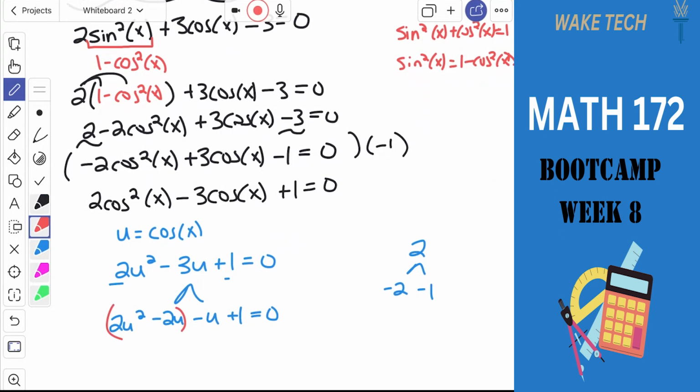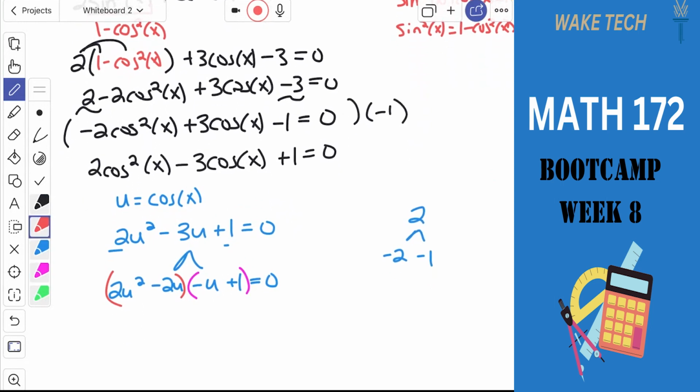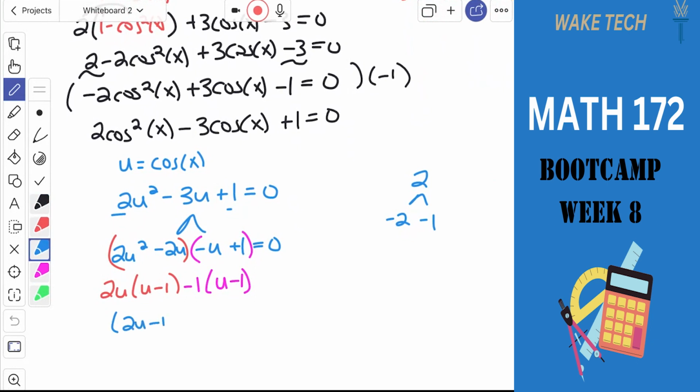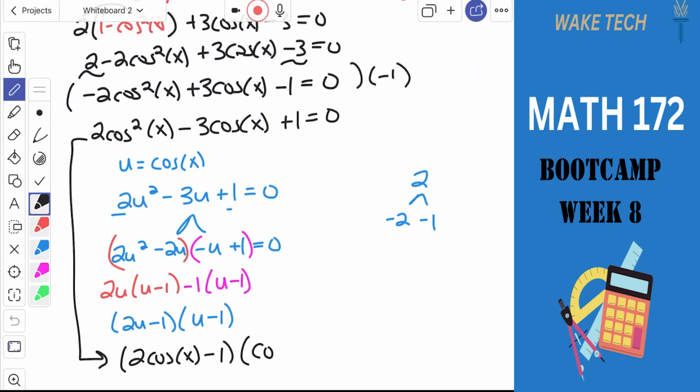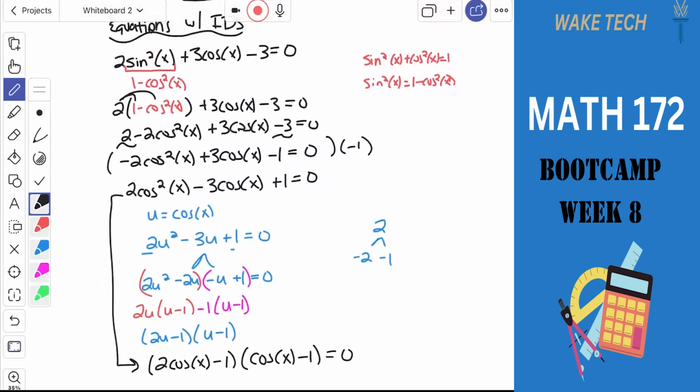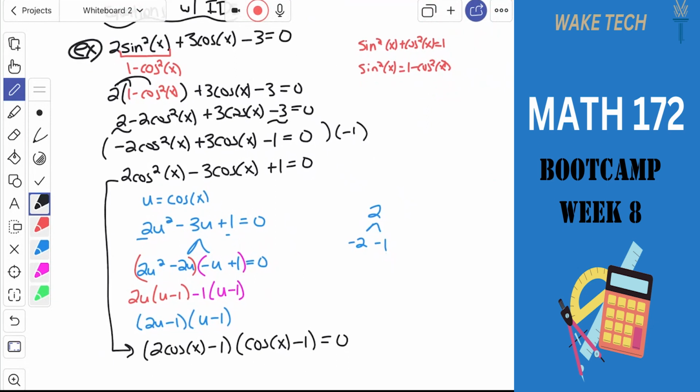So that now that we have 4 terms, we can factor by grouping. The first group has a common factor of 2u. The second group has a common factor of -1. So that ultimately that blue piece factors into 2u minus 1 times u minus 1, which tells us what we really need is 2 cosine x minus 1 times cosine x minus 1. So we're not finished solving it.